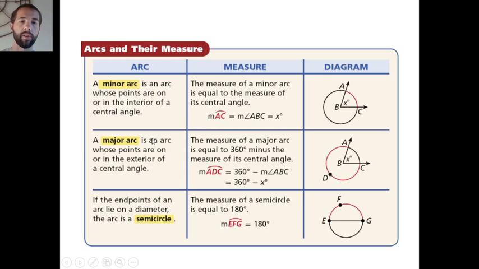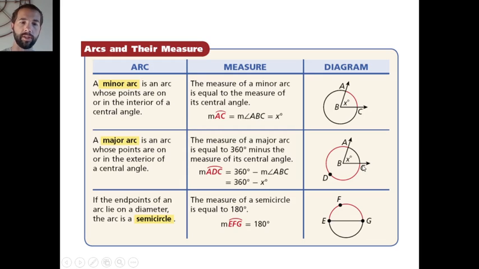A major arc is an arc whose points are on or in the exterior of a central angle. So the measure of a major arc is equal to 360 minus the measure of the central angle. So the central angle again is angle ABC. So the measure of the major arc, which would be arc ADC. Notice how I use 3 letters for major arc and 2 letters for minor arc. So that would be 360 minus this central angle. That would give us the length of this major arc.